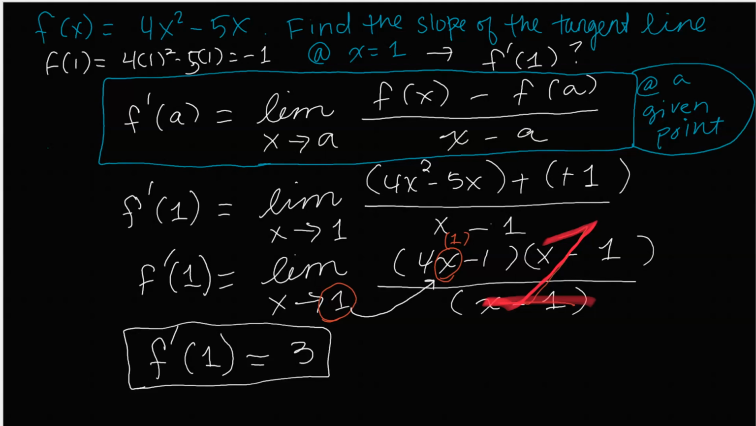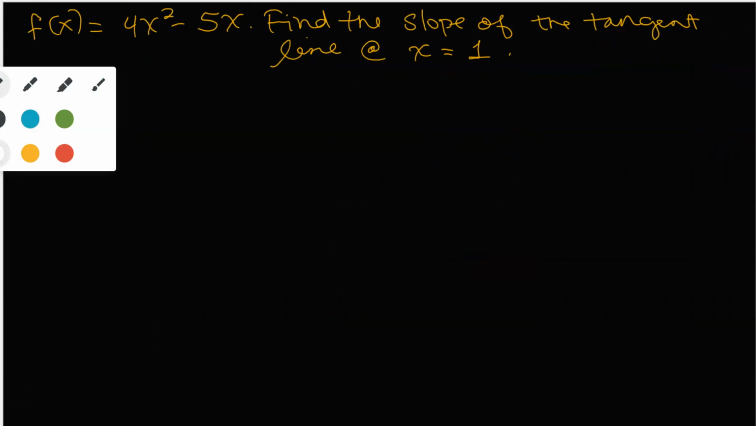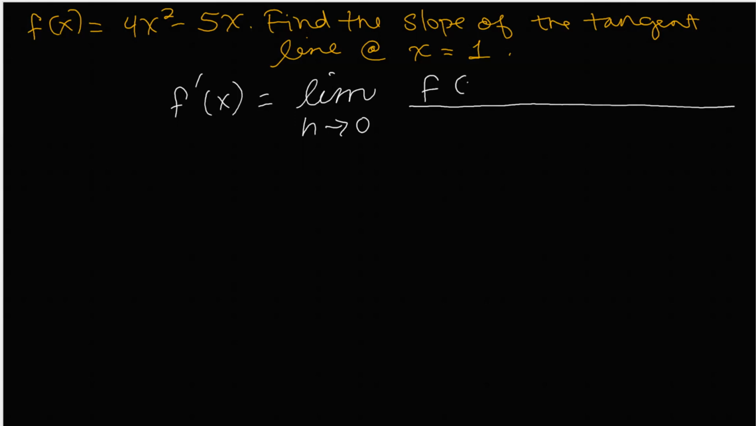Now, the definition that I have been talking about is this. The derivative function is the limit as h goes to 0 of f of x plus h minus f of x, all divided by h. What's the difference? The difference is this, right?